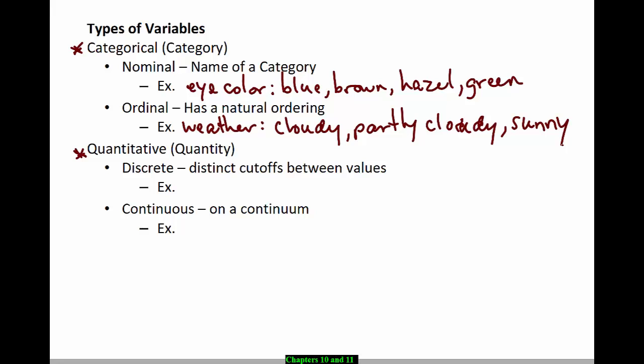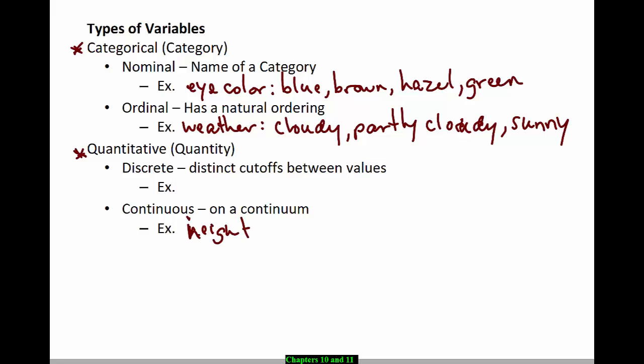The other main category of a type of variable is a quantitative variable. Quantitative refers to quantities, that is, numbers. There are two types of quantitative variables, discrete or continuous. Almost all of the numerical variables that you're going to encounter this semester are continuous random variables. Think of these as all the kind of scientific measurements.